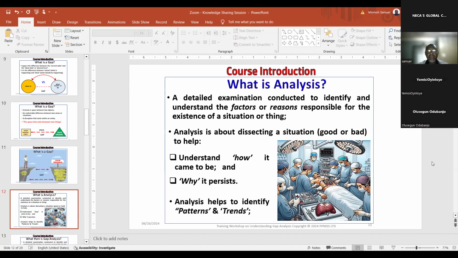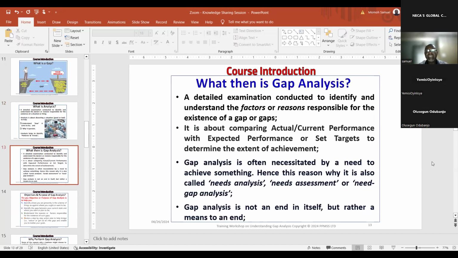Analysis, if properly done, will help you to identify patterns and trends. So having looked at the definition of gap, now we've examined the definition of analysis. Now let's look at what gap analysis is.